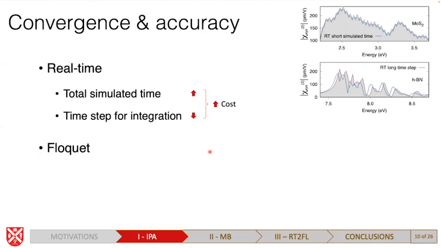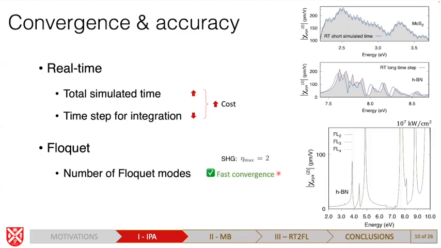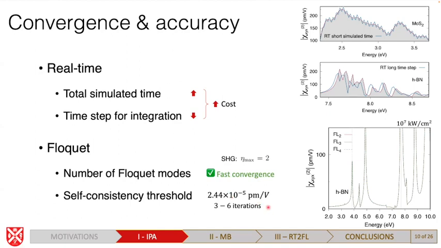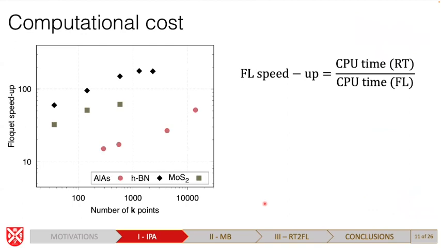So what about Floquet then? Of course, we introduced the Floquet mode, so surely we need to check convergence with respect to this parameter. And what we found is very fast convergence. For second harmonic generation, for example, even at a relatively high intensity, we see that with 2, 3, and 4 Floquet modes, we get the same result. So 2 is already well converged. And then there is the self-consistency threshold, which we need for a self-consistent solution. We use a very small value, but nonetheless, it allowed us to converge every frequency between 3 and 6 iterations.